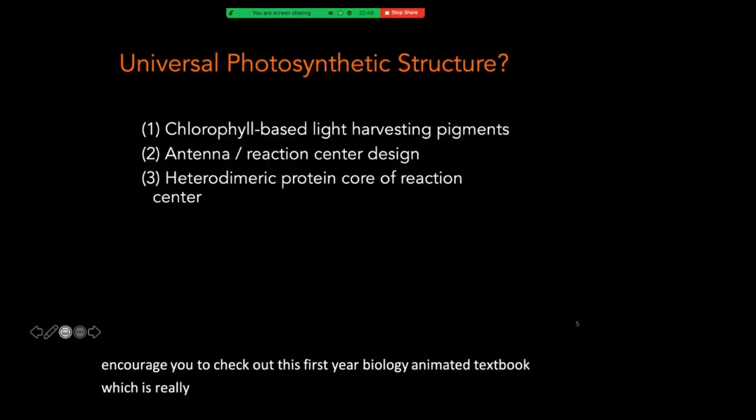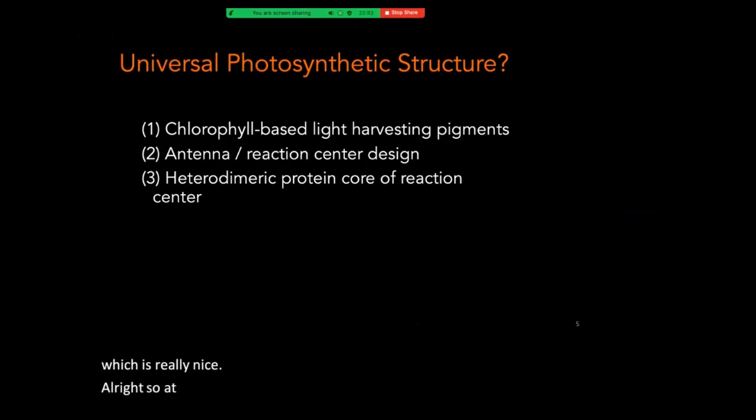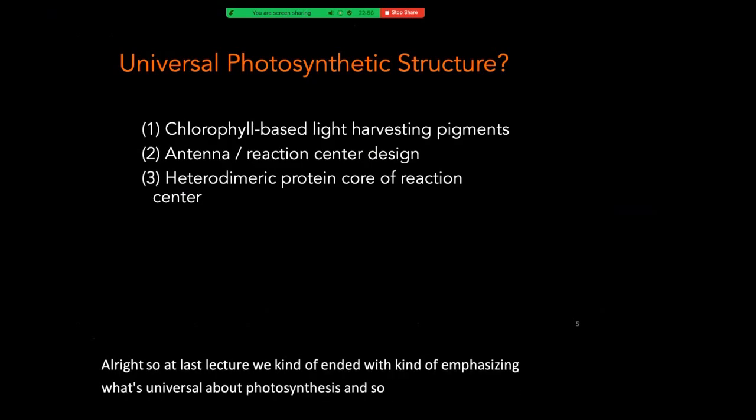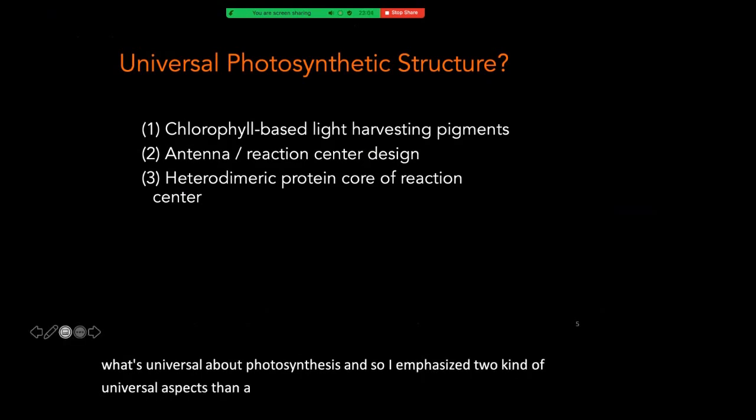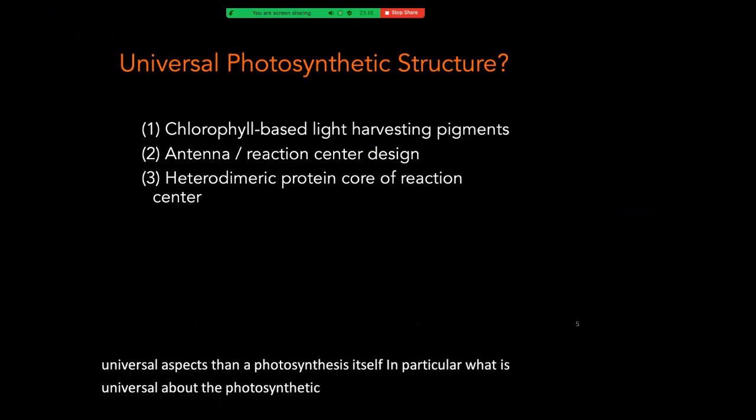Okay. All right. So at last lecture, we ended with emphasizing what's universal about photosynthesis. And so I emphasized two universal aspects of photosynthesis itself. In particular, what is universal about the photosynthetic chemical equation, but also what's universal about the photosynthetic structure, okay?